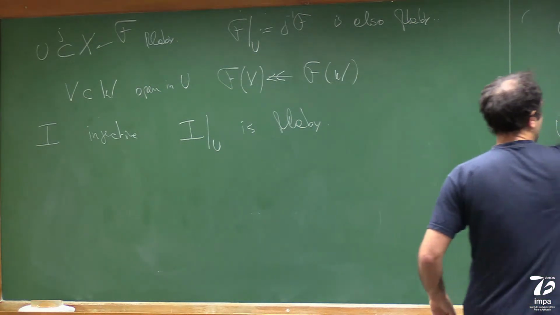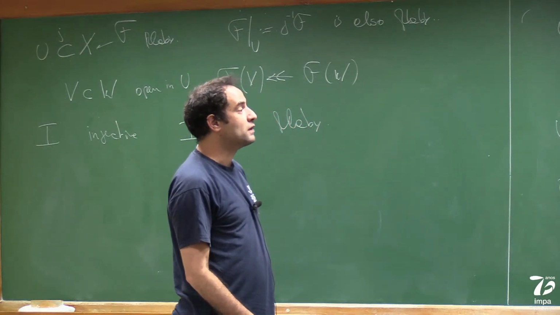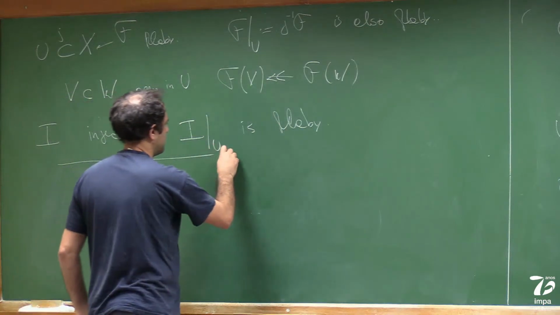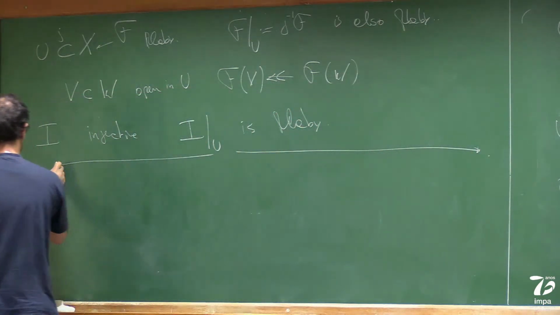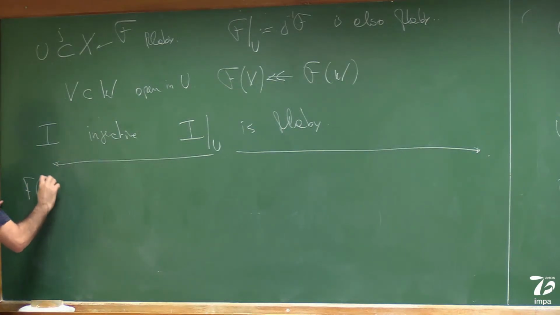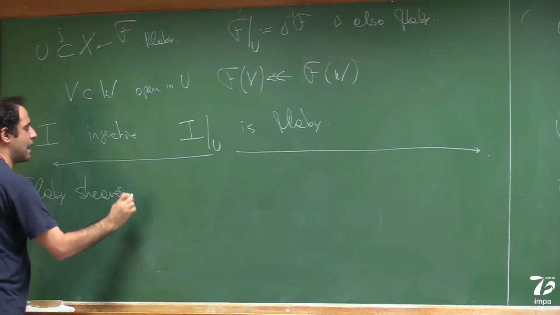Okay, so now I'll continue with this sequence. So what I want to check, I want to prove that flasque sheaves are adapted to homology.